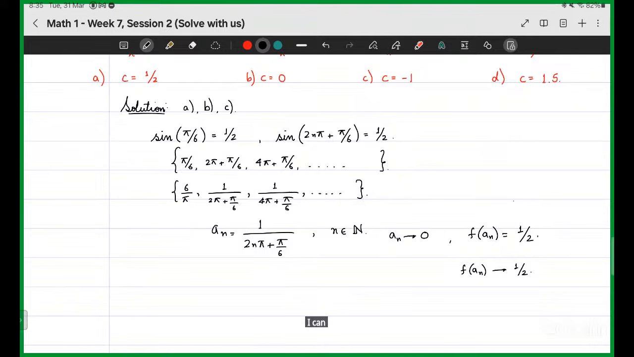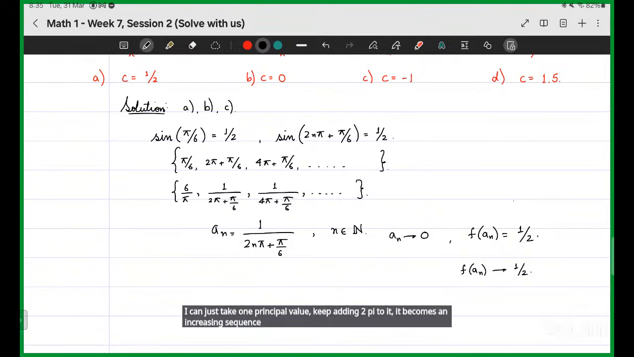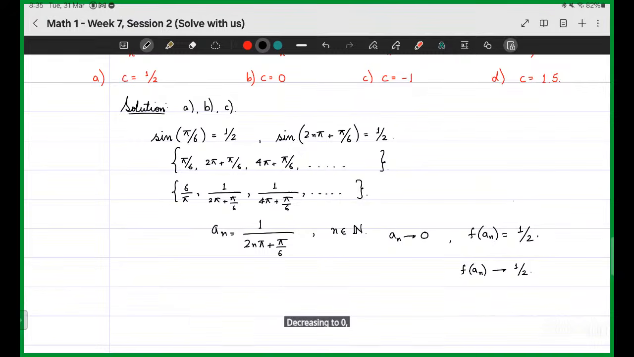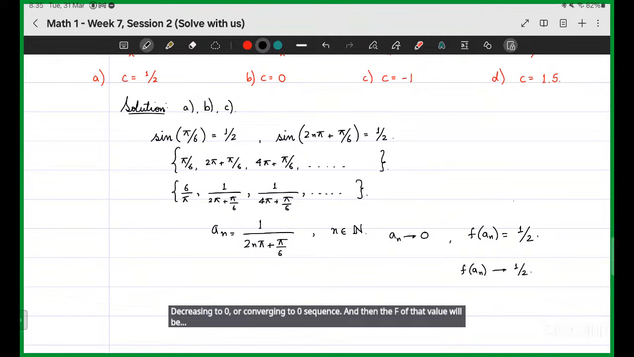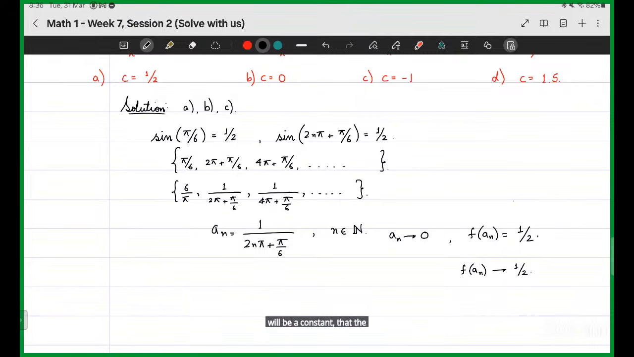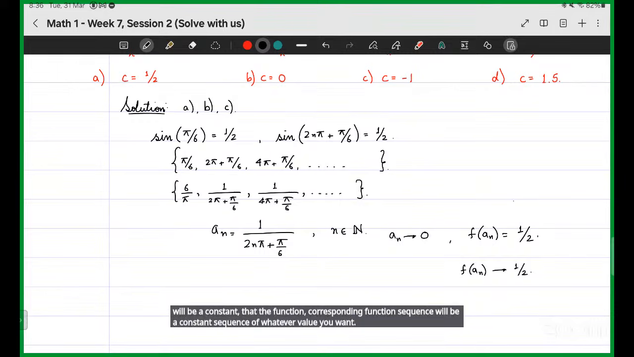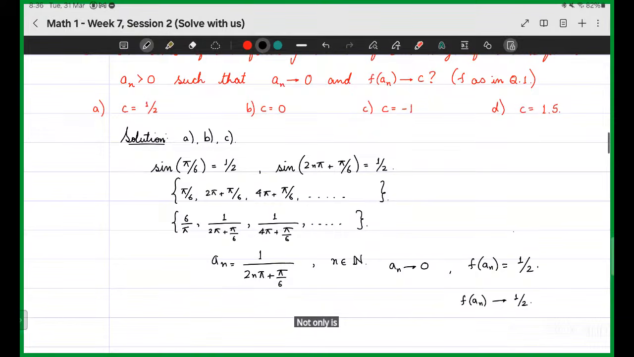I can just take one principal value and keep adding 2π to it. It becomes an increasing sequence. Take the reciprocal, which makes it a decreasing sequence, and you can easily show that it is converging to 0. Then f of that value will be a constant, so the corresponding function sequence will be a constant sequence of whatever value you want. Not only is it 0 and -1, which is the correct answer for the given set of options.